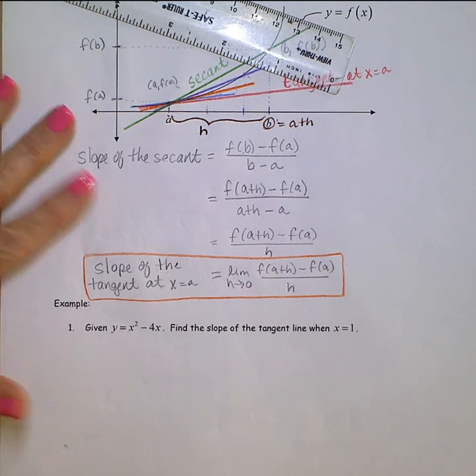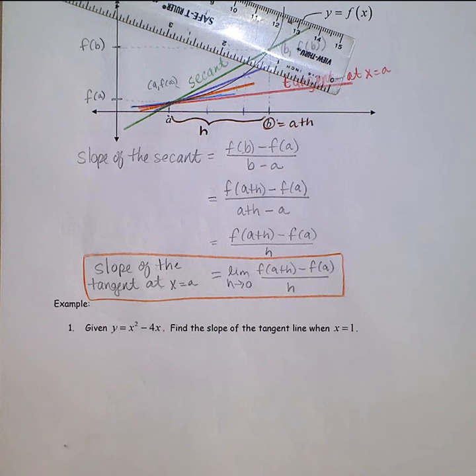Yes, you need to memorize this. Slope of the tangent line at that point, x equals a, is the limit as h approaches 0 of f of a plus h minus f of a all over h. Okay?